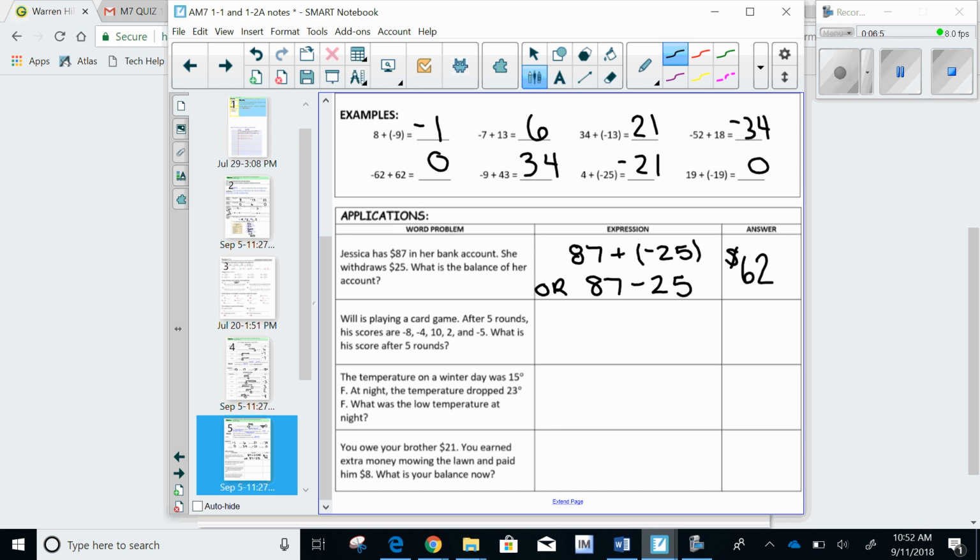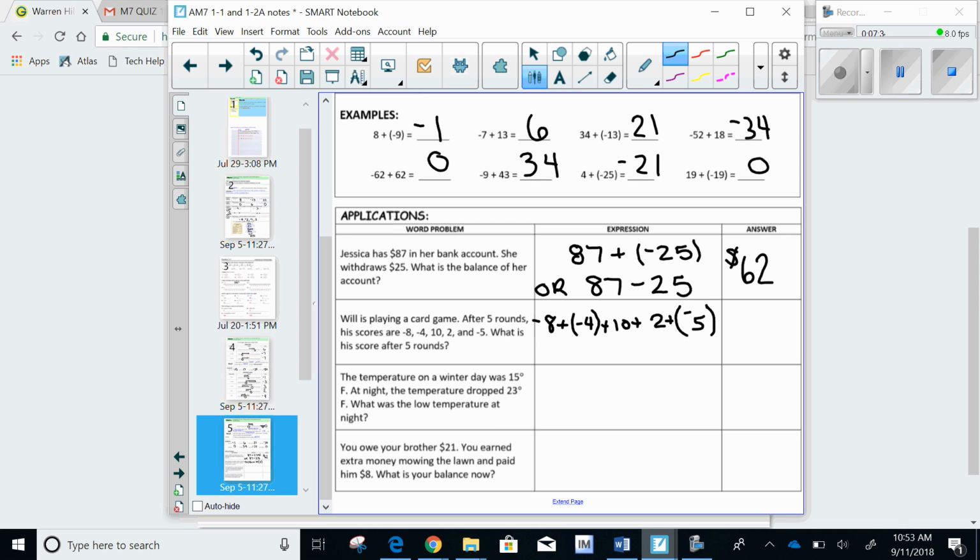Next one. Will is playing a card game. After 5 rounds, his scores are -8, -4, 10, 2, and -5. And they want to know what is his score after 5 rounds. I'm not sure what this game is, but it sounds like they want us to add all these scores together and see what his final score is. So we're going to do -8 plus -4. We're going to put this in parentheses just so it doesn't get confusing looking like plus minus. Plus 10 plus 2 plus -5.